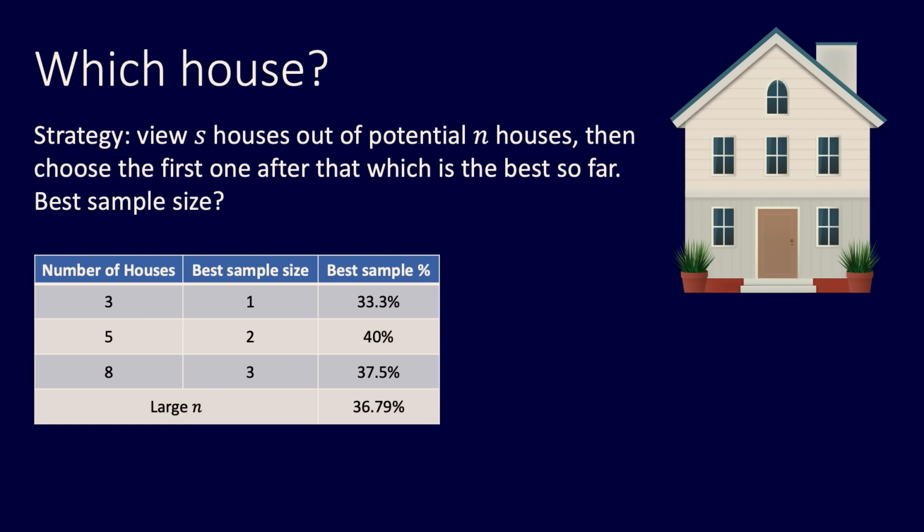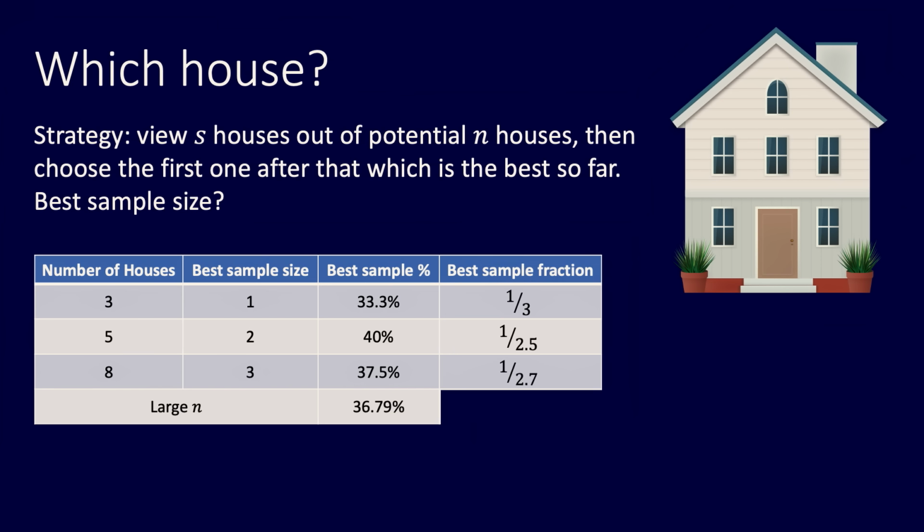And this is generally tending to converge on some number, and that number is viewing 36.79% of the total number of objects. Now, what on earth, that's not a very nice number, 36.79. If I express it in a slightly different way, you can look at the fraction. So the best sample fractions of these three things are 1 in 3, 1 in 2.5, 1 in 2.7. For large n, 1 in 2.718.